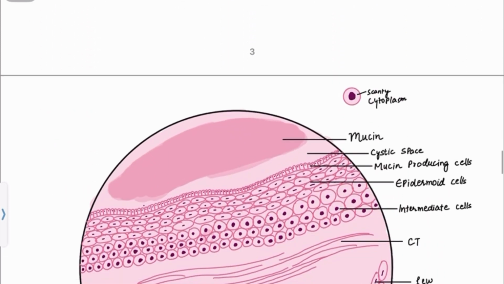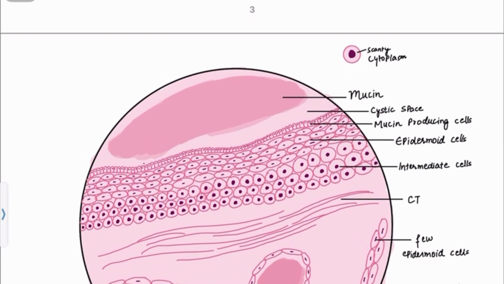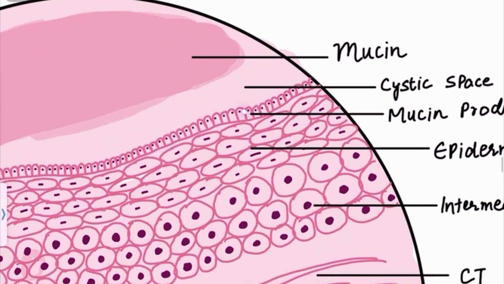Now let's see the diagram. This is the cystic space. And in the cystic space, we will show mucin. And these are the mucin producing cells. These are the mucin producing cells. These are the epidermoid cells. These are the intermediate cells.